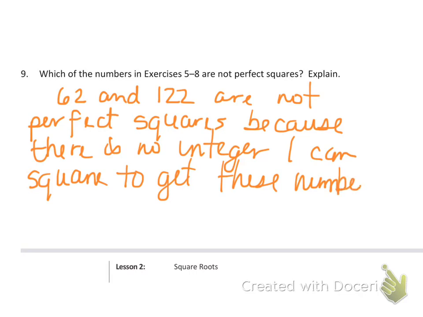And of course that's the case with most integers. Most integers are not perfect squares. There are only certain integers that are.